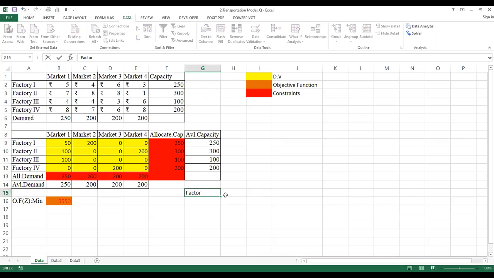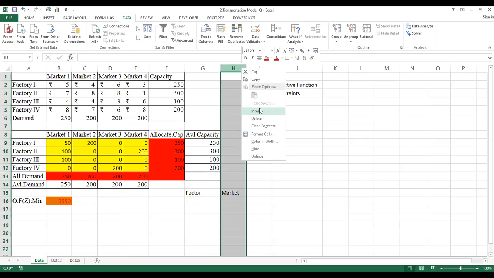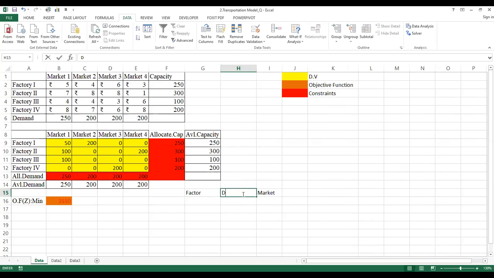Are you able to see my factory and market? Factory 1, F1. Factory 1 to which place you have to select? Market 1. How much unit? Factory 1 to market 1, how much unit? 50. It is there, no, 50 units. That's all. Okay.